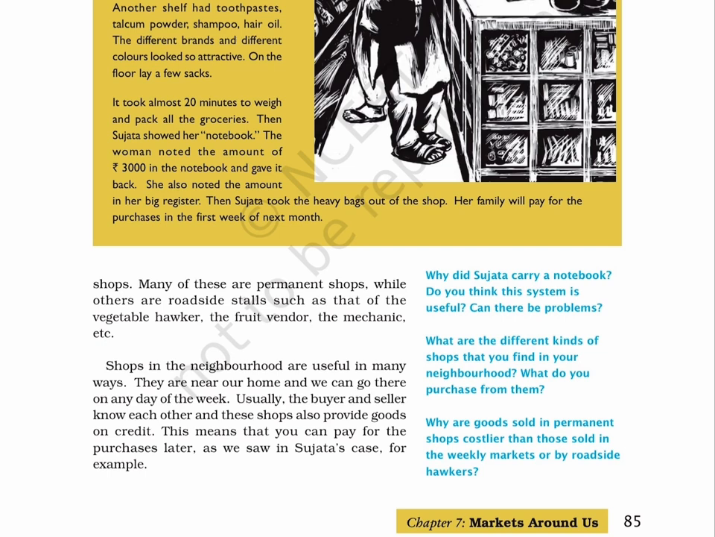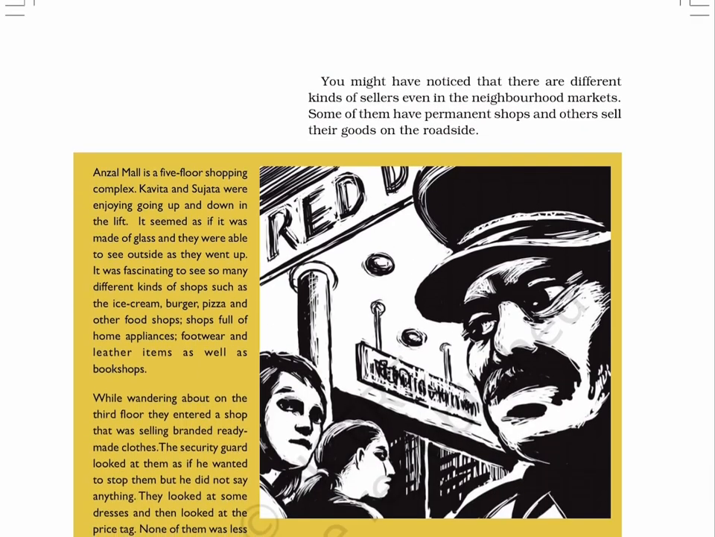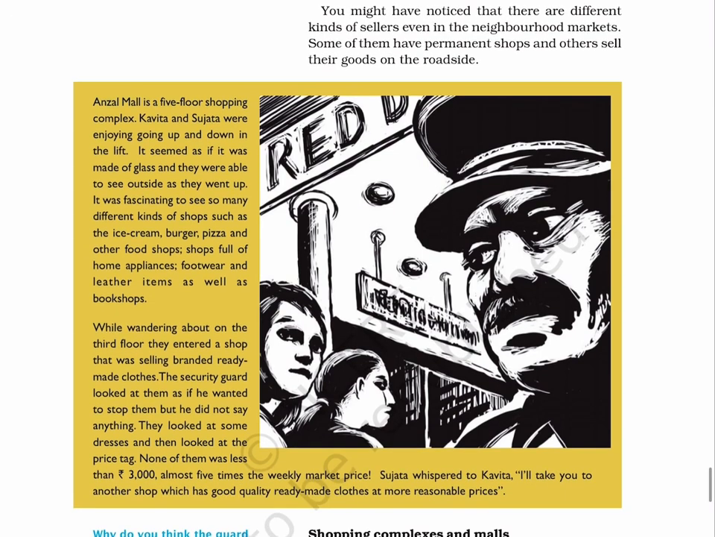Page number 86. You might have noticed that there are different kinds of sellers even in the neighborhood markets. Some of them have permanent shops and others sell their goods on the roadside. There is a colored box given here on page number 86. There is a diagram given inside this colored box which has 2 girls and 1 security guard in it. A write-up is written here in the colored box which reads, Anzal Mall is a 5-floor shopping complex.